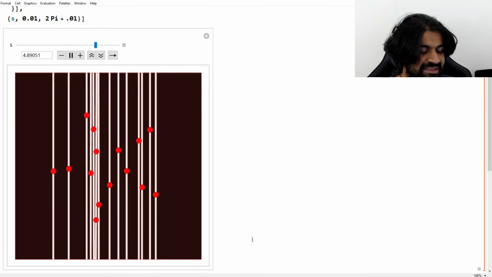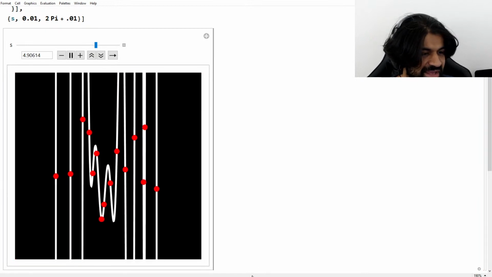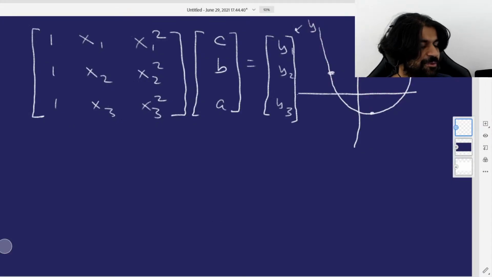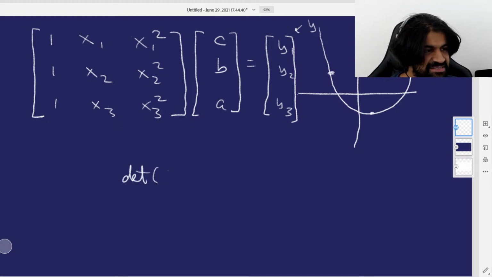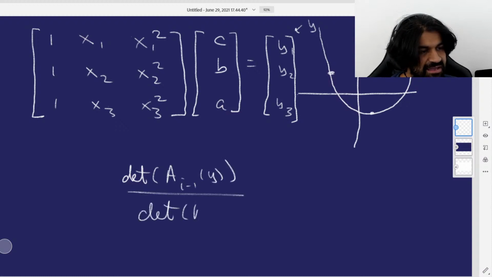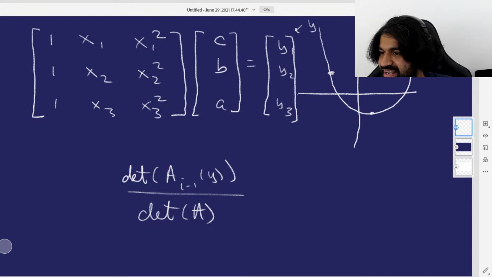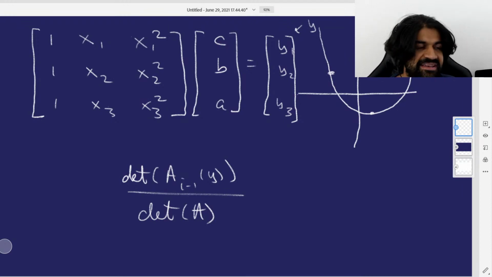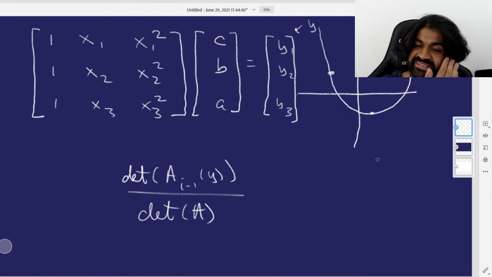One other thing I want to mention is the formula that I gave you for this polynomial. The coefficient of t to the i will be something like the determinant of A_i minus 1 y over the determinant of A. This is a lovely formula, but it has been broken down even further. If you want to look it up, or if you like, I can talk about it too. Let me know if you guys are more interested.